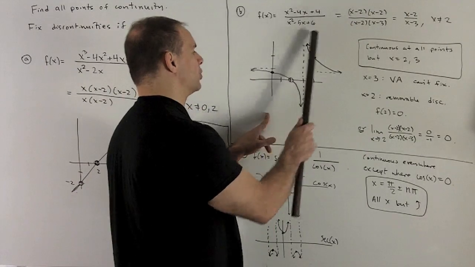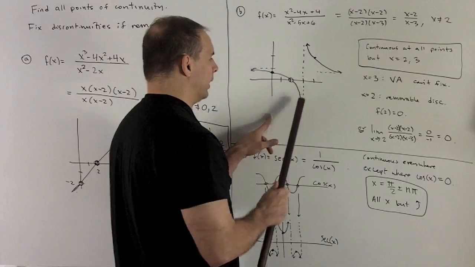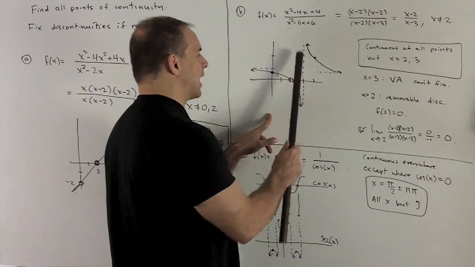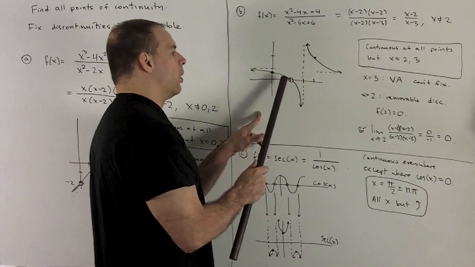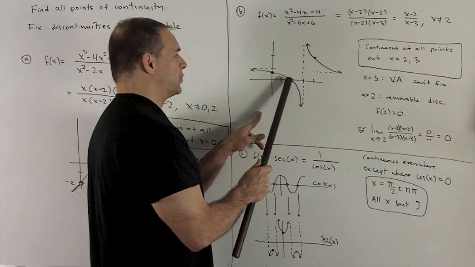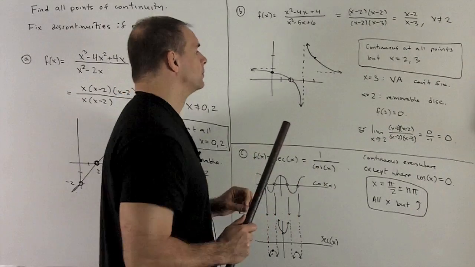And then we note we have to throw away the point at 2 because it's not going to be defined in the original function. So this is what we get. You notice you can't fix what's happening at 3 because of the vertical asymptote. But I could plug in the hole here, so I want f of 2 to be equal to 0.